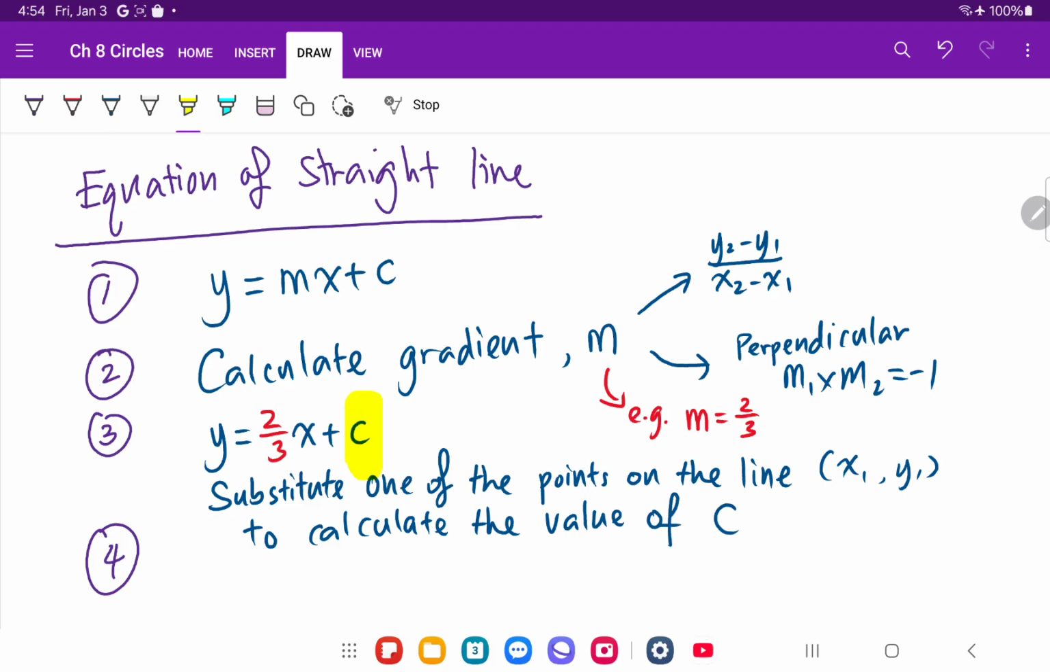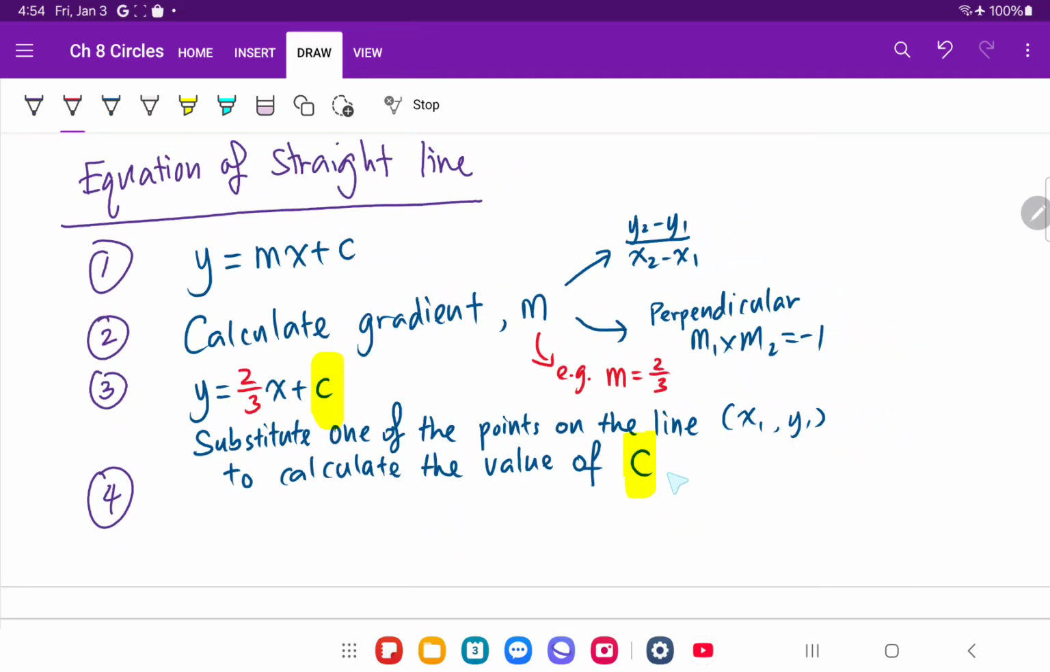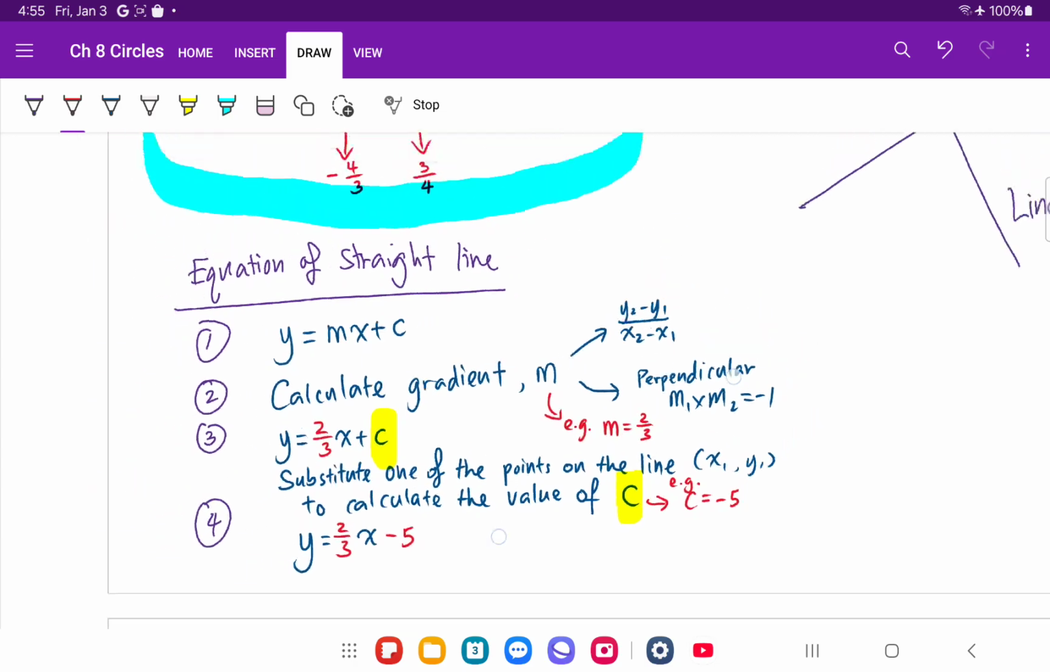Now where is c? c is the constant number at the back. Okay, an example. For example, you calculate your c value, example, c is equals to negative 5. Then your final answer will be y equals to mx plus c. Okay, and that completes the equation of a straight line. Now all this up to this point is still revision. With that, we can start chapter 8 properly.